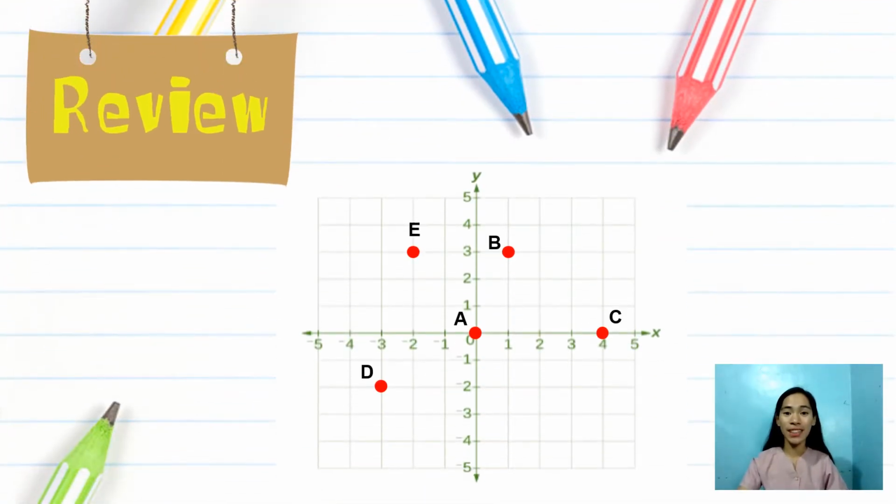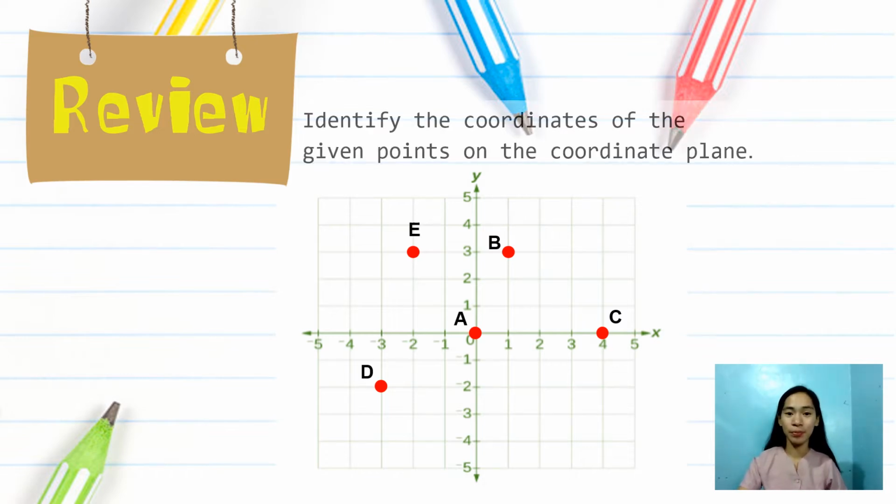I know you are all excited about our lesson, but before that, let us have a quick review about the coordinate plane. You're going to identify the coordinates of a given point on the coordinate plane. So point A, what is the coordinate of point A? 0, 0, very good. And point A lies on the origin. How about point B? It is 1, 3, very good.